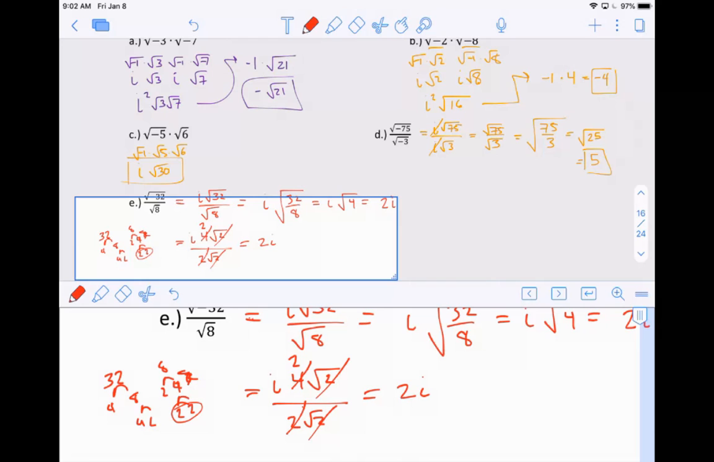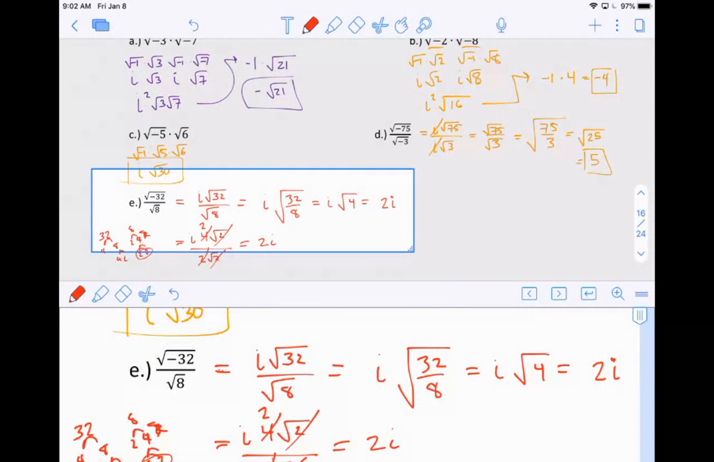Remember, PEMDAS within multiplication and division is up to you, and that's why this rule works in general. So be cautious about it, but always take care of the i first.